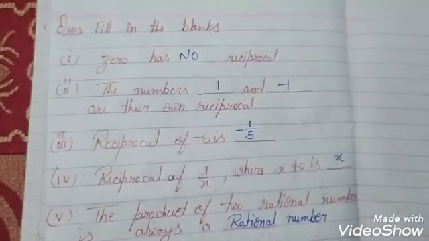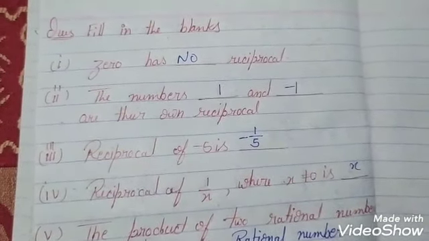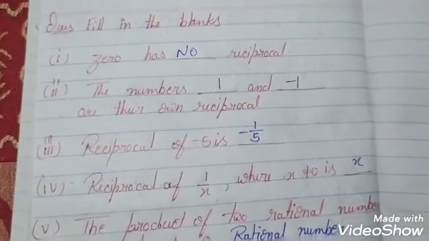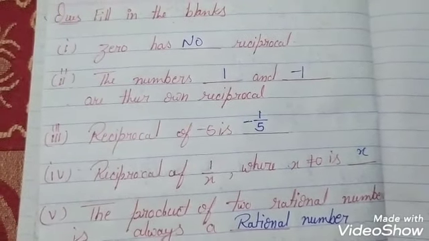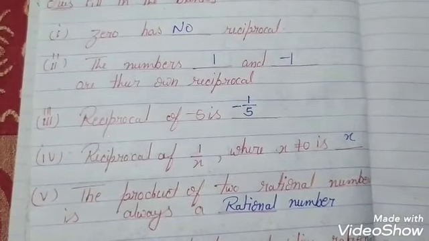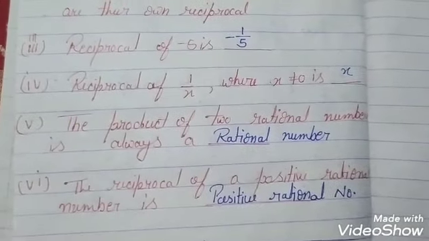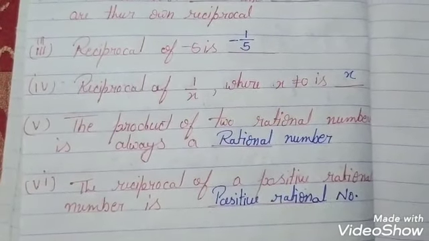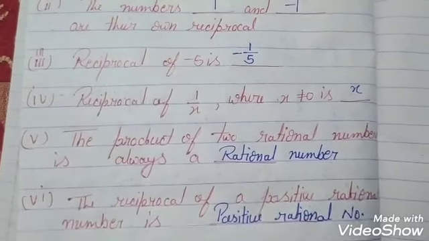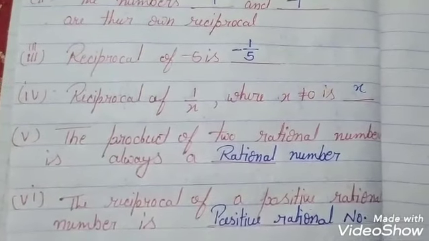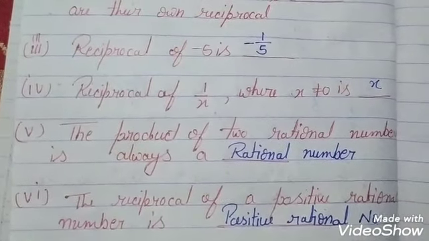Now move to the last question of this exercise. Fill in the blanks. First part: 0 has no reciprocal. Second part: the numbers 1 and minus 1 are their own reciprocal. The reciprocal of minus 5 is minus 1/5. The reciprocal of 1/x, where x is not equal to 0, is x. The product of two rational numbers is always a rational number. And the last part: the reciprocal of a positive rational number is always a positive rational number.